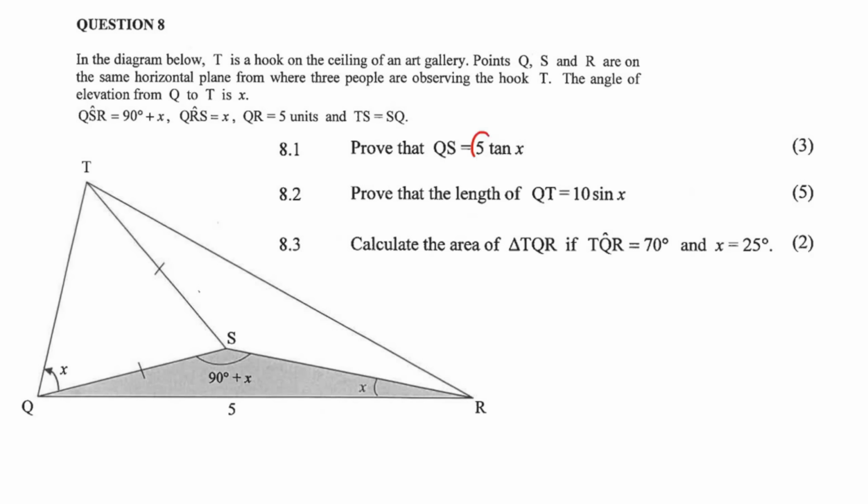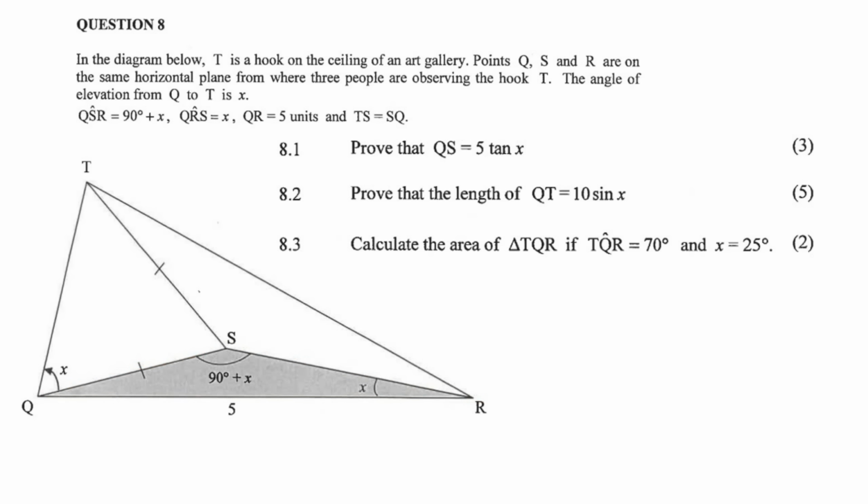Now, I don't worry about the 5 or the tan x. What I'm going to go and do is just find QS now. That's all I'm going to do. I'm just going to try to solve QS. Now, I think this triangle here has quite a lot of information, so I'm going to start there. Now, the way I do these questions is the following. So I first choose which triangle I'm going to use. So I'm going to use this one over here.